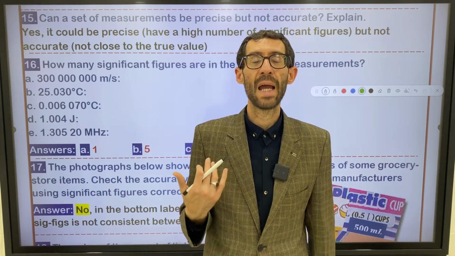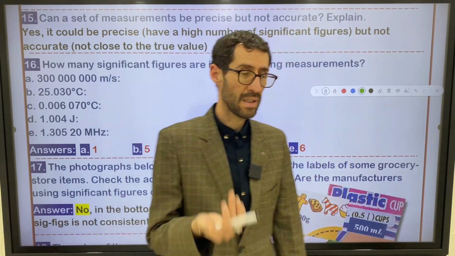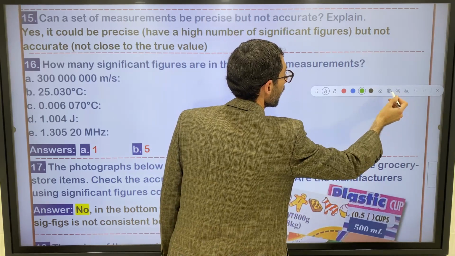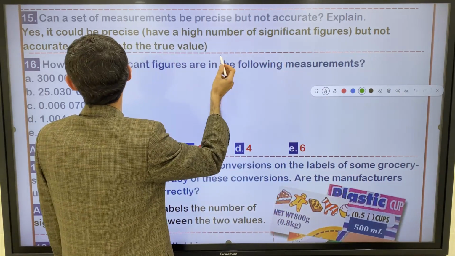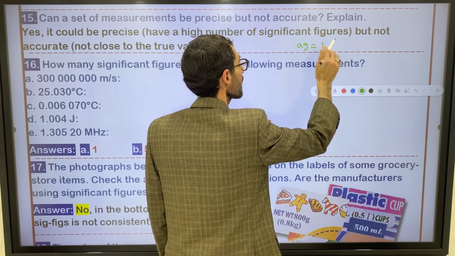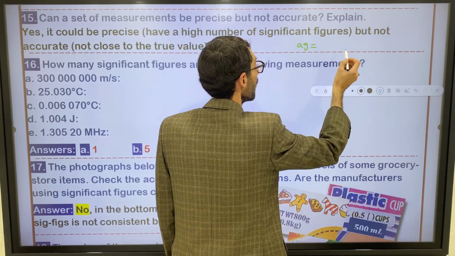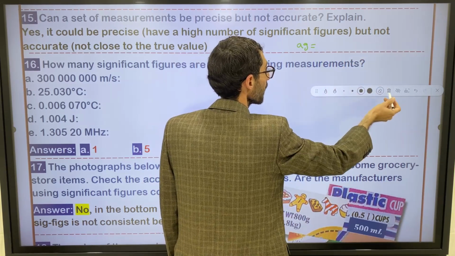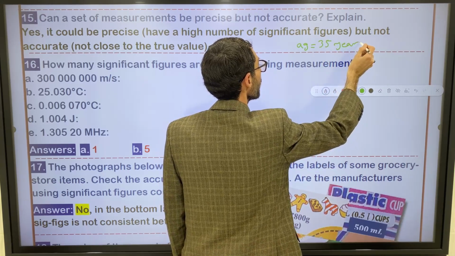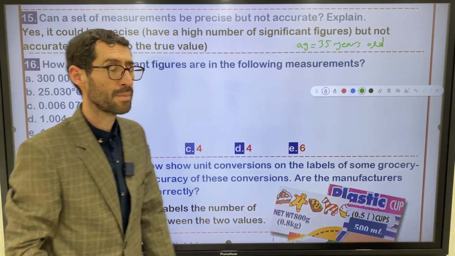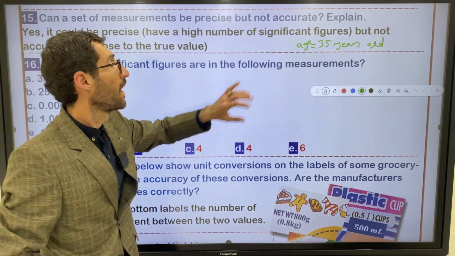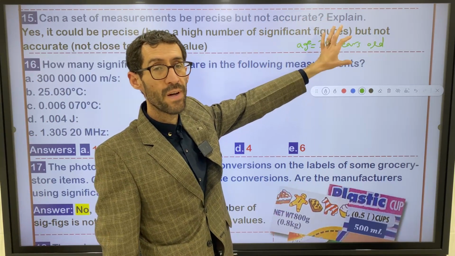For example, think about the age of a teacher. The age of a teacher, this is about question 15, is, for example, 35 years old, right? This is the age of a teacher. So this is the true value, 35 years old.